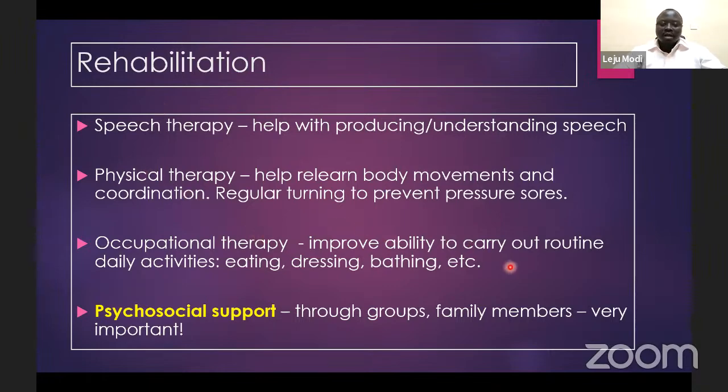Occupational therapy will also be helpful to improve their ability to carry out routine daily activities like eating, dressing themselves up, bathing, or visiting the toilet and stuff like that. I think this is most important, psychosocial support. All these things you can do, but if you do them with a moody face, with the jeering every now and then, and so on, you actually will not help them recover any of these functions that you are trying to support them to recover. So psychosocial support is important.